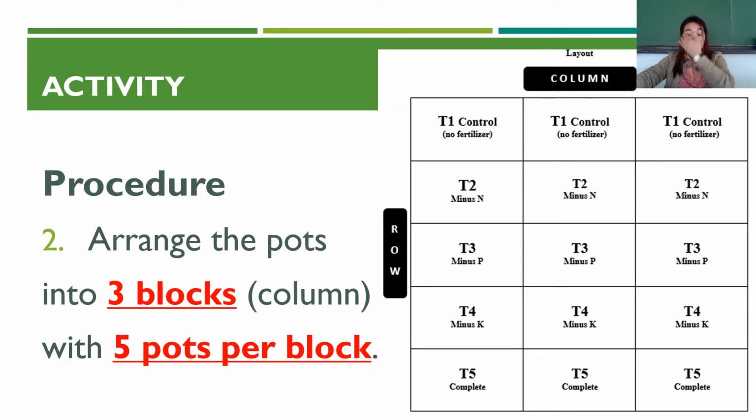Now, this one kasi, you will have 5 treatments. For your treatment 1, do not apply fertilizer. So, control, you will call that your control. And for your treatment 2, minus nitrogen. Treatment 3 minus phosphorus. Treatment 4 minus potassium. Treatment 5, you complete the nitrogen, phosphorus, and potassium. And these treatments are replicated into 3. So, yan, 1, 2, 3. 3 replications.